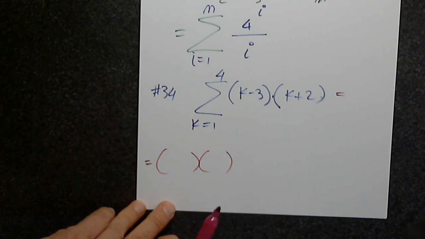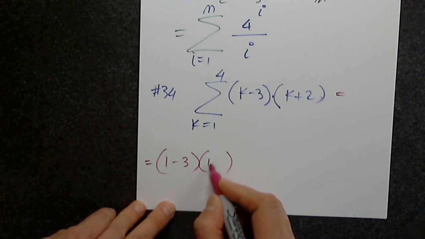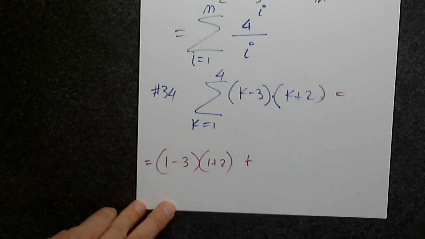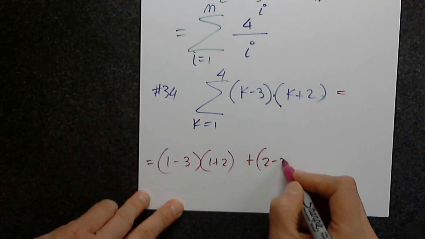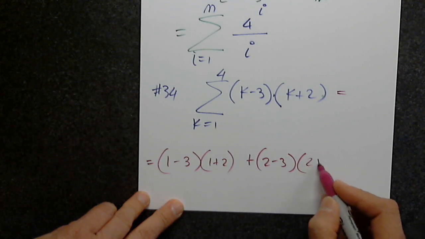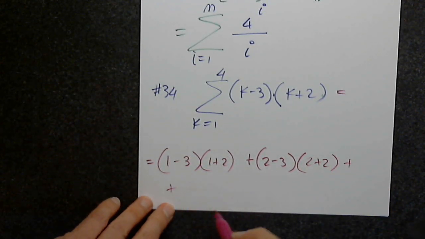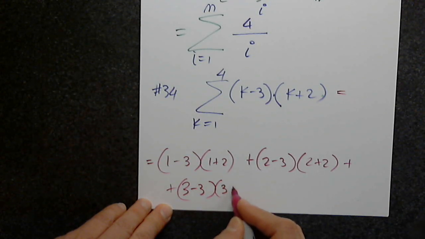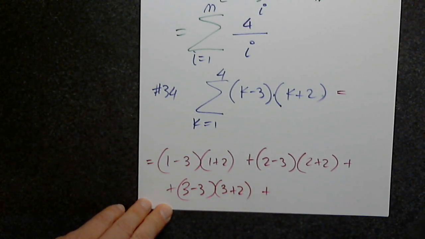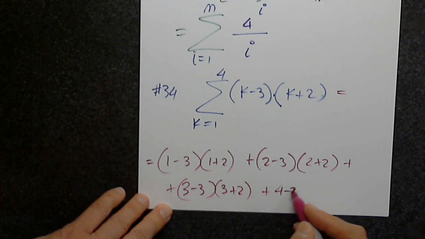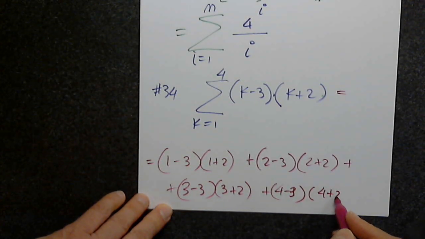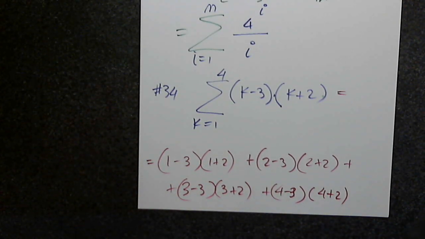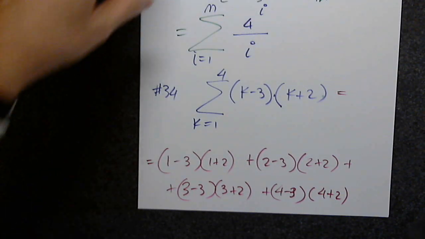k minus 3, so 1 minus 3 times 1 plus 2, plus 2 minus 3 times 2 plus 2, excellent, plus 3 minus 3 times 3 plus 2, and the very last term, 4 minus 3 times 4 plus 2. Awesome. Is this clear? Is everyone clear? Good. Very good.